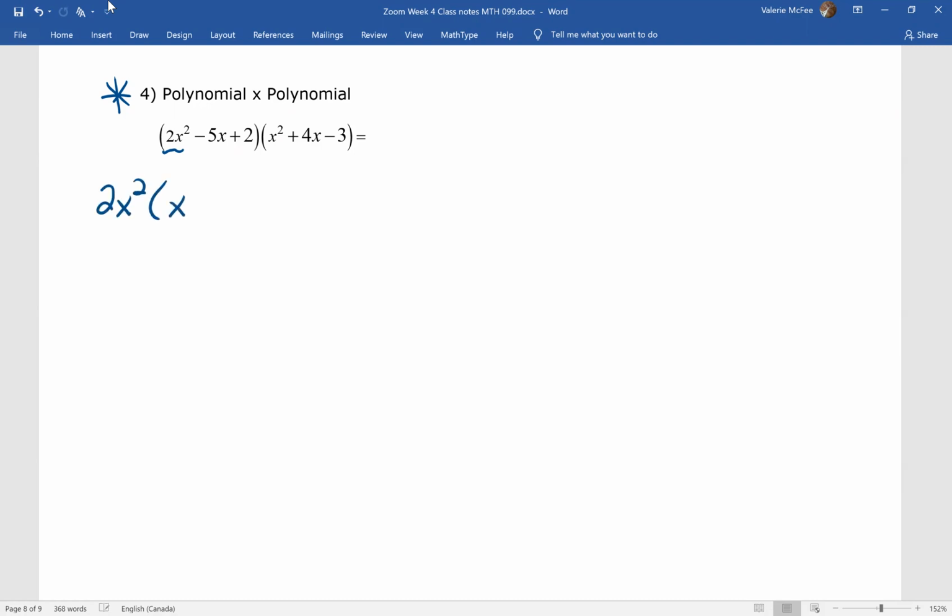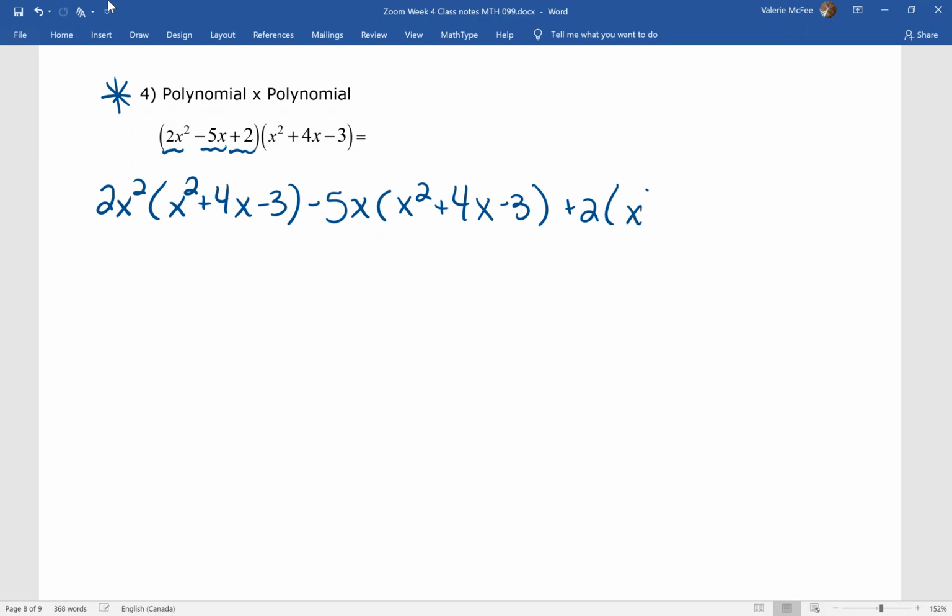2x squared times the second bracket minus 5x times the second bracket plus 2 times the second bracket. And I'm just going to move my equal sign to the front of all of this. Okay. Why don't you pause your video and see if you can finish it? Use the distributive property to open the brackets.